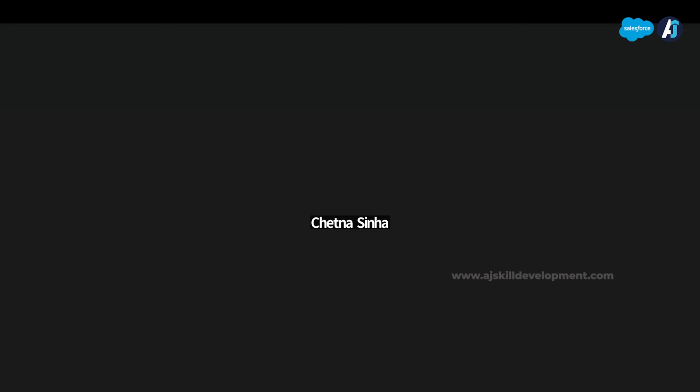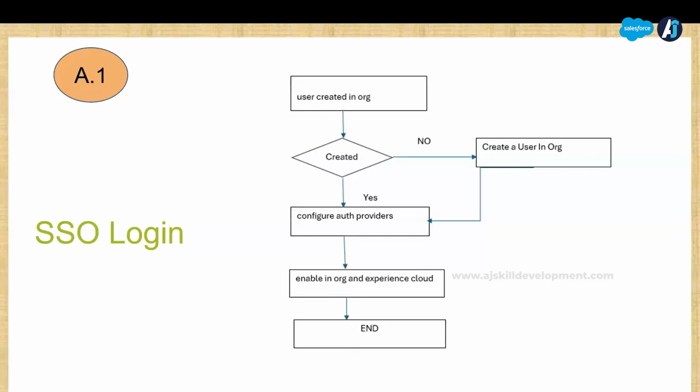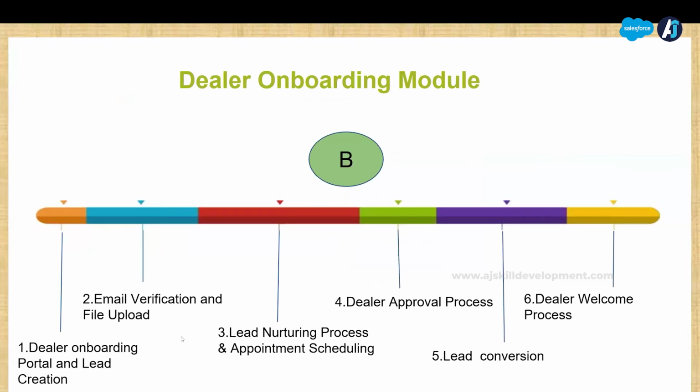Now we are moving to the next module, which is the dealer onboarding module. This module starts with filling the dealer form that we have seen on site and ends with becoming a dealer on successful completion of the process. Let's see the dealer onboarding form and email verification process with the file upload by Shivakumar. Shivakumar, over to you.